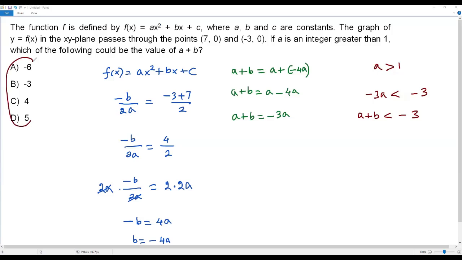Okay, in the given answer choices, we have the value of a plus b. So we just have to pick the one where the value is less than -3. Clearly -6, the value we have in option A, is less than -3. So among the given answer choices, -6 could be the value of a plus b. So the correct answer choice for this question is option A.